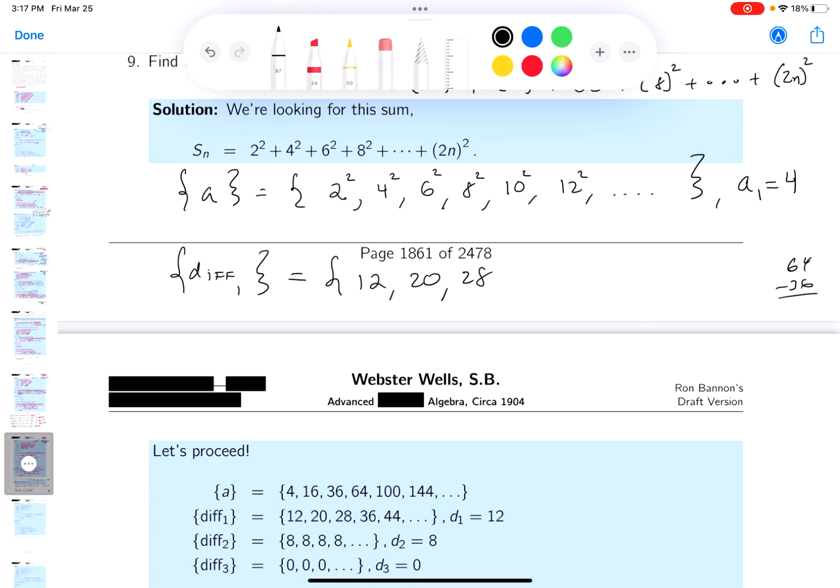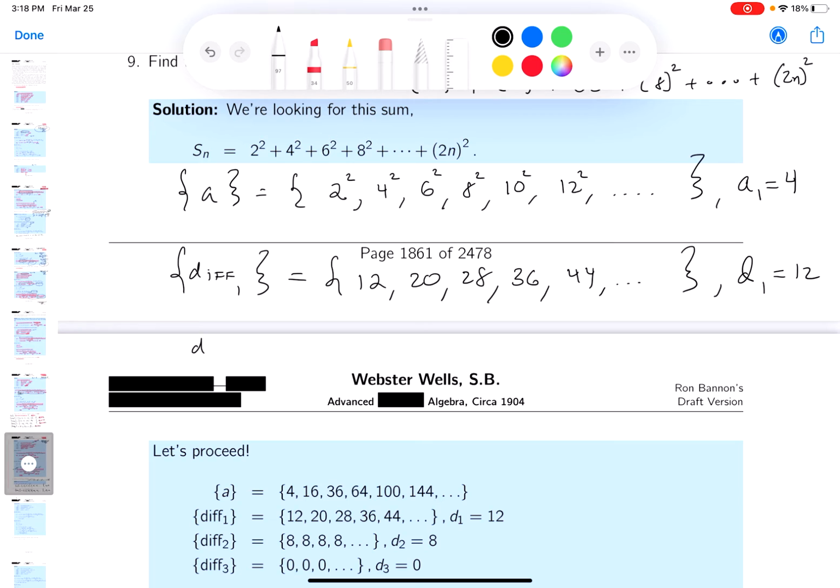Let me just double check. 28, 58. Yeah, that's good. All right. Boy, I'm hoping it's going to peter out. Let's do the next one. That would be 100 minus 64, which is 36. 144 minus 100 is 44. I'm already tired. And again, I don't know when to stop. I'm just writing a few down. So this would be D1 is 12.